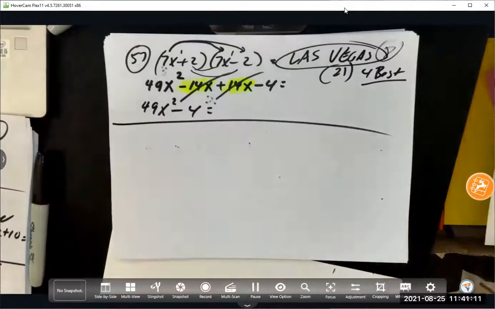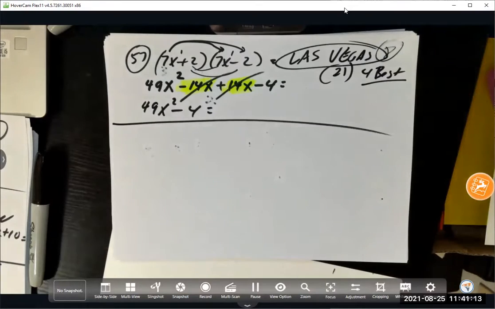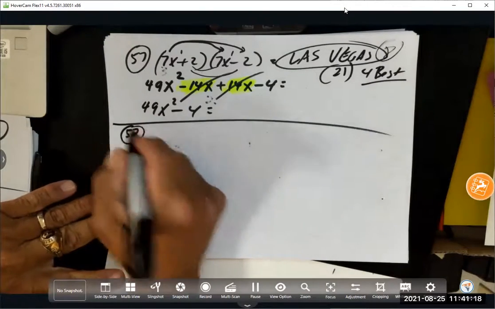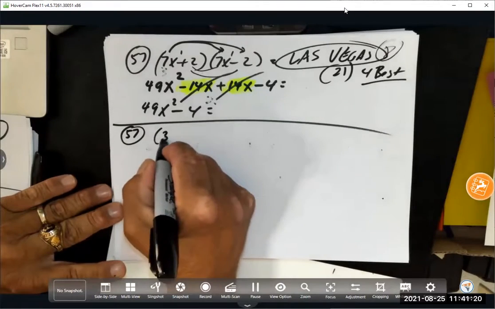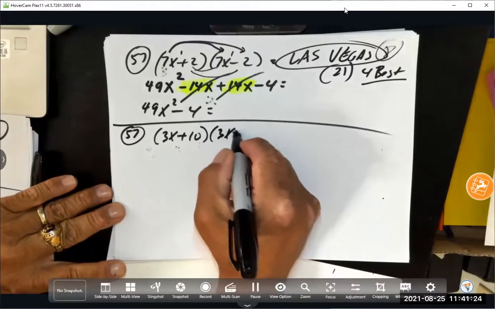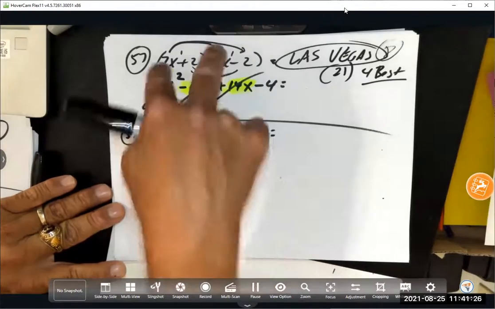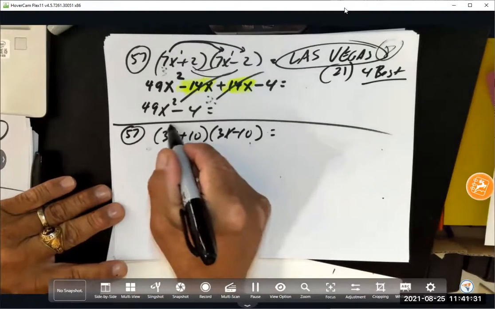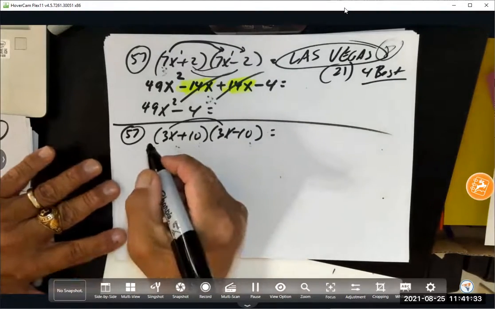Is everybody okay with that answer? Yes or no? Yes. Okay, I'm gonna change it again. I'm gonna do the same problem, I'm just gonna change the numbers. I'm gonna say 3x plus 10 and 3x minus 10. So it's the same problem, just different numbers. Ready? So tell me, 3x times 3x, give me your numbers.